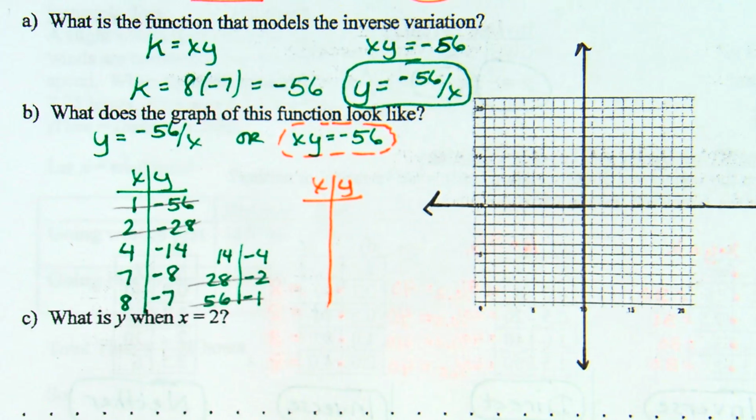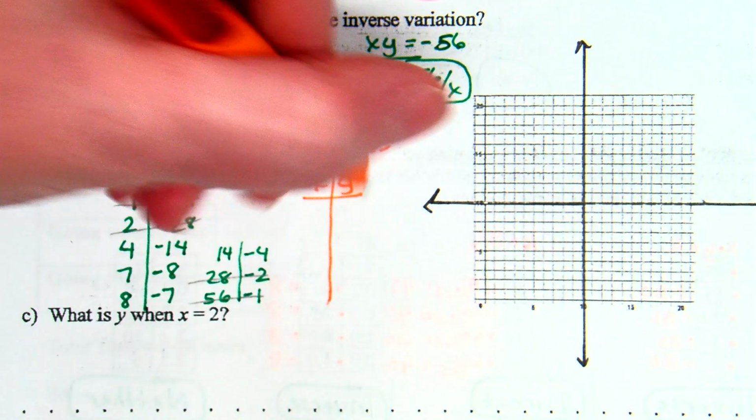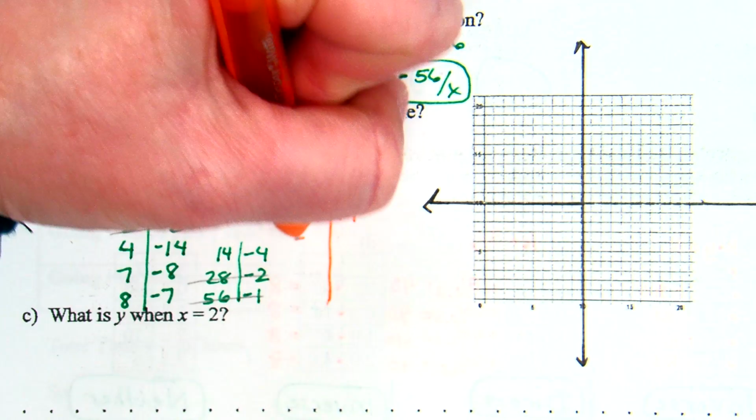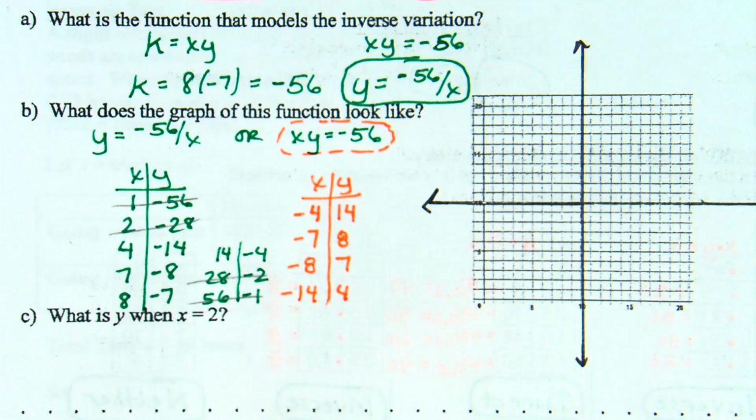So if we take the 1, 2, 3, 4 pairs I have there, instead of 4, negative 14, we're going to say negative 4, 14, right? Negative 7, 8, negative 8, 7, and negative 14, 4. So we have the pairs where x is negative now. Okay, shall we check out this graph, see what it looks like?